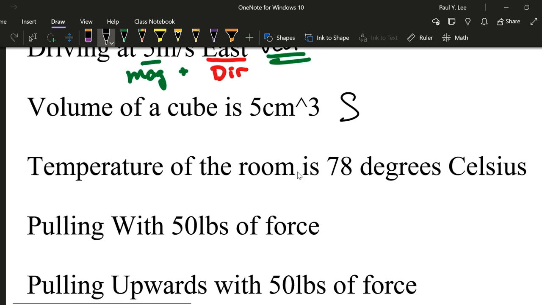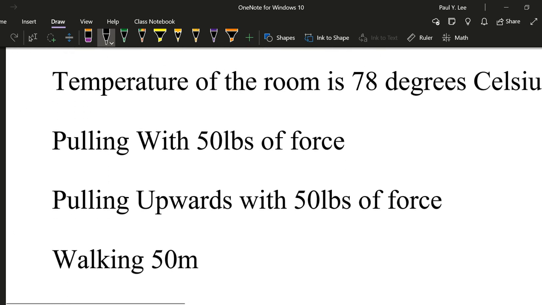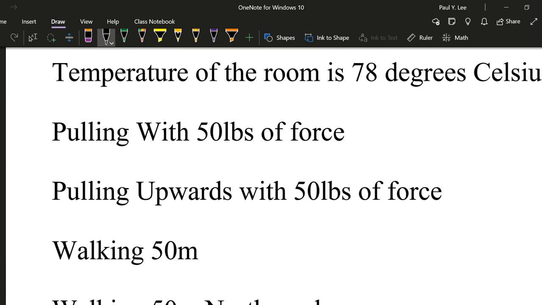The temperature of the room is 78 degrees Celsius. No direction, scalar. Pulling with 50 pounds of force. Okay, so you might be thinking, well, if you're pulling, I can imagine them pulling in a direction, right? But because direction isn't specified here, this term, as we wrote it, can be described as a scalar because it has just a magnitude. However, we have to be careful, and this will be updated in future videos. When we look at force, we always associate a direction with it, right? And the reason behind it is because if we're pulling something, we're going in a direction. So this one was a little trickier example, but technically force is a vector.